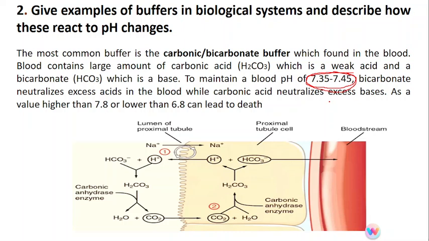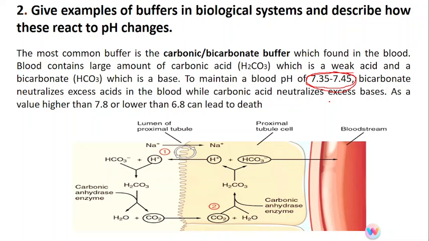A value higher than 7.8 or lower than 6.8 can lead to death. So, it should be maintained between 7.35 to 7.45, because any value that is higher or lower than that can lead to death or complications. Okay?